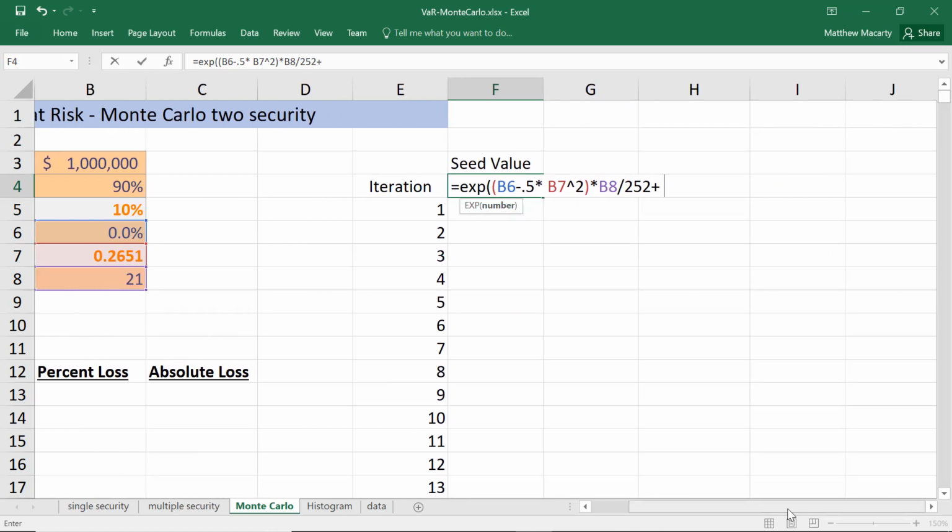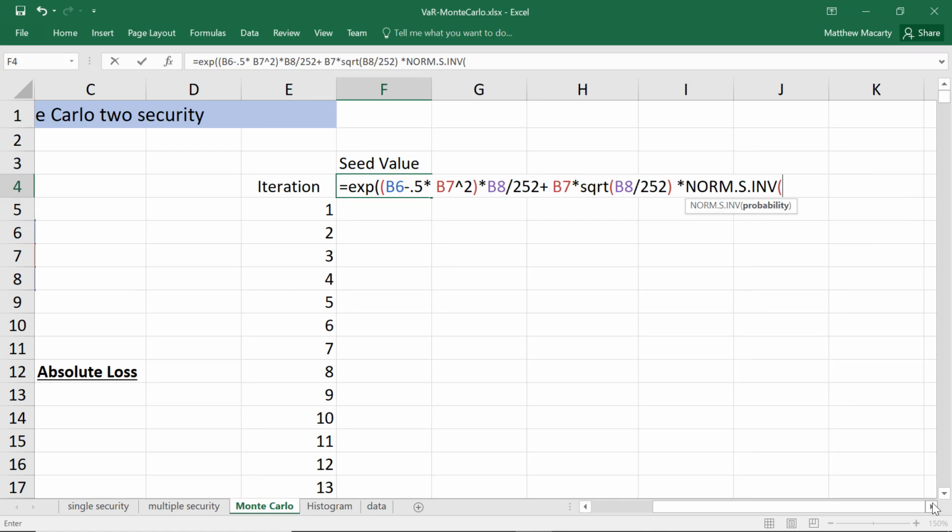We're going to add to that the standard deviation times the square root of time. Again, it's going to be the fraction of a year that I'm looking to get this value at risk for. And then we multiply that by a normal random variate. And to make sure that moves randomly, we're going to plug in the RAND function here. Okay, so a big and ugly calculation, but this will give us an estimate of what a possible ending value for this portfolio will be 21 days from now.